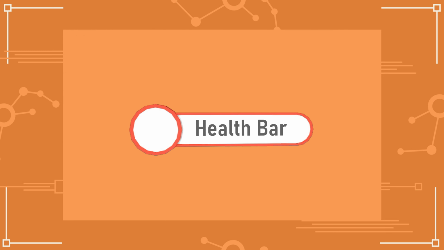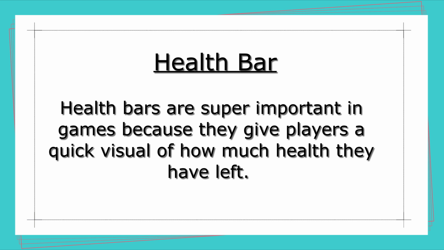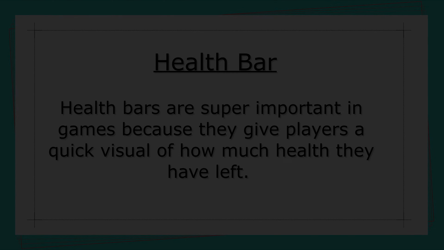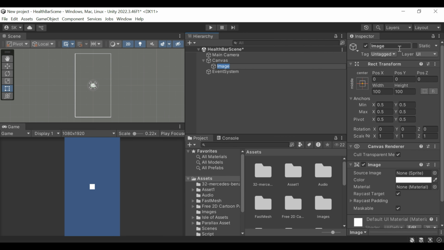So, let's kick things off with the health bar. Health bars are super important in games because they give players a quick visual of how much health they have left. For this, we'll be using Unity's UI slider. To start, go to your hierarchy window, right-click on the canvas, and create an image, and this will act as a background for your health bar.